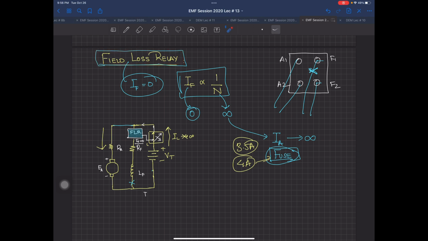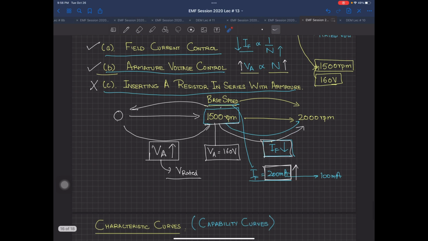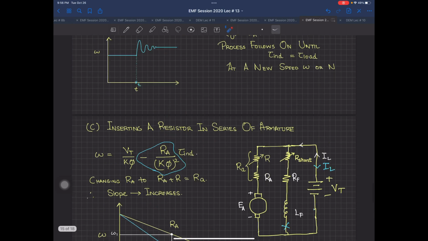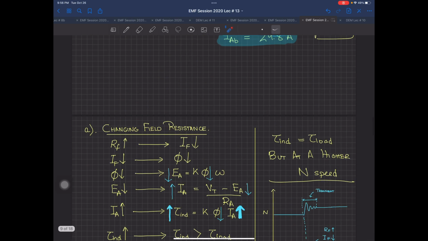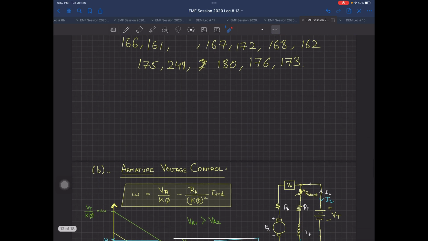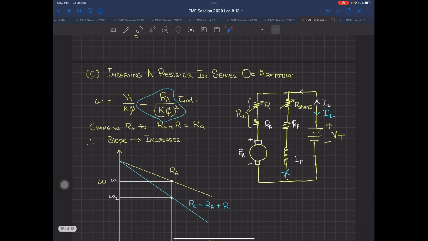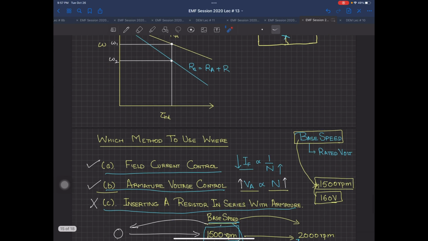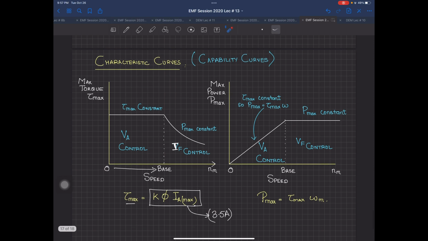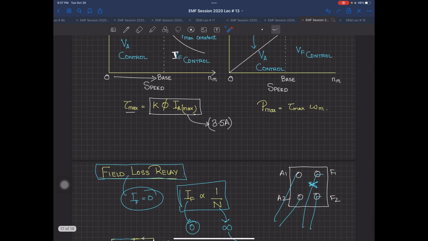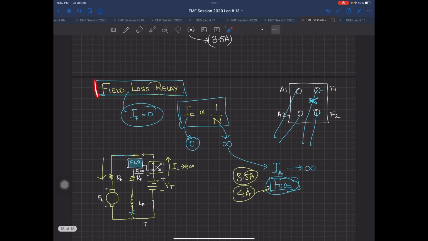So this is all for today. I guess we have talked about the speed control methods. We talked about the field current control. We have talked about the armature voltage control method. We have talked about inserting a resistor in series with the armature, and we have also talked about which method to use where, and a very important one, the characteristic curves or the capability curves. And in the last, we have talked about a very important thing, that is the field loss relay.